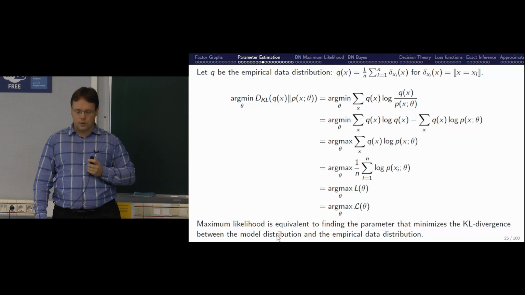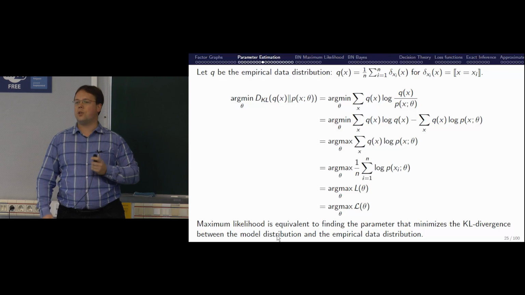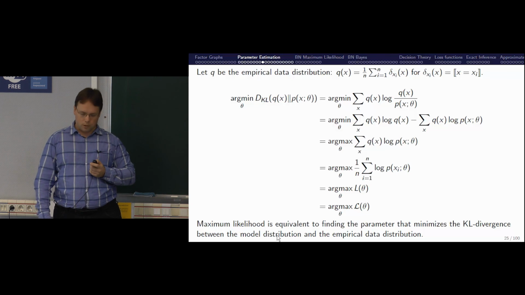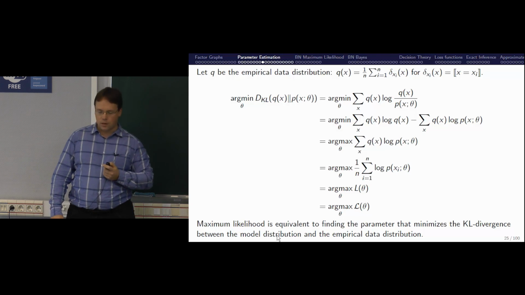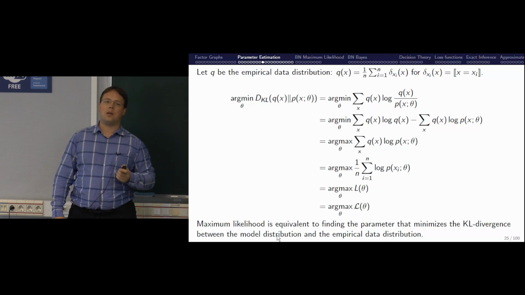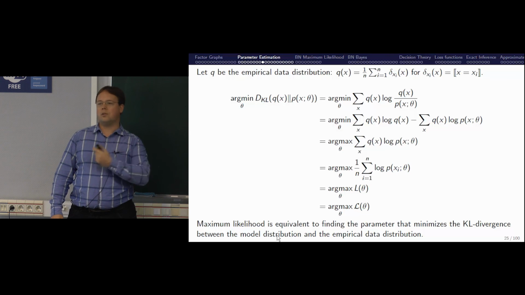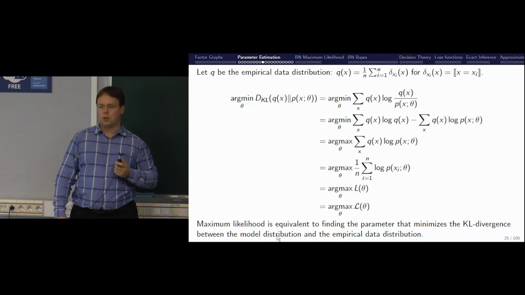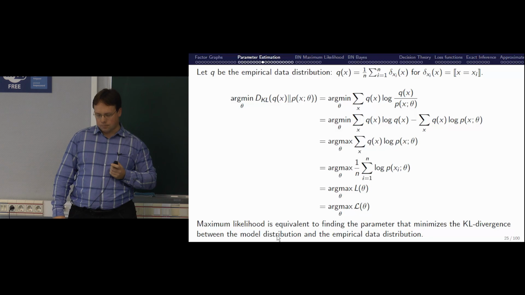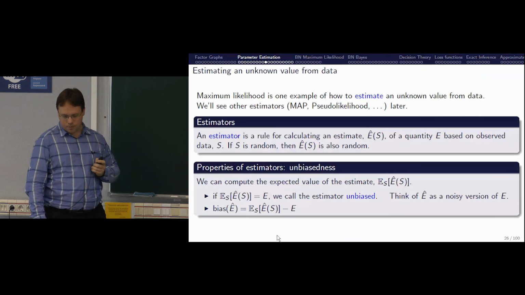And that means we have to maximize the likelihood of the data in order to get the difference between the distributions as small as possible. So maximum likelihood estimation is also the same as finding a parameter that approximates the model distribution as closely as possible to the observed distribution, the empirical observed distribution. So it's still a good idea to do maximum likelihood.